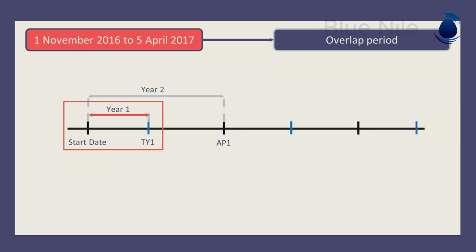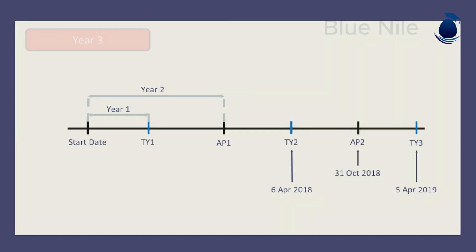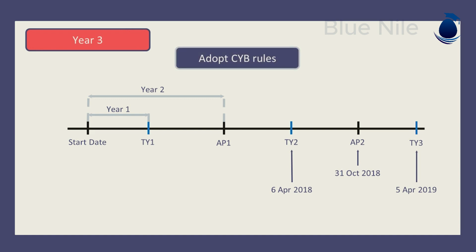The overlap period here is the same 5 months we included as income for 2016-17, so we carry forward overlap profits of £7,500. Moving on to year 3, we said in most cases we would be adopting the current year basis rules by this year.